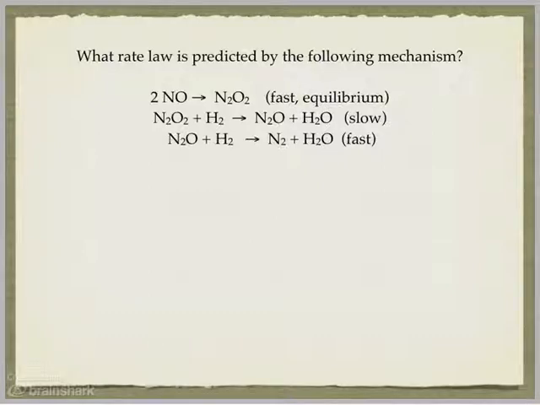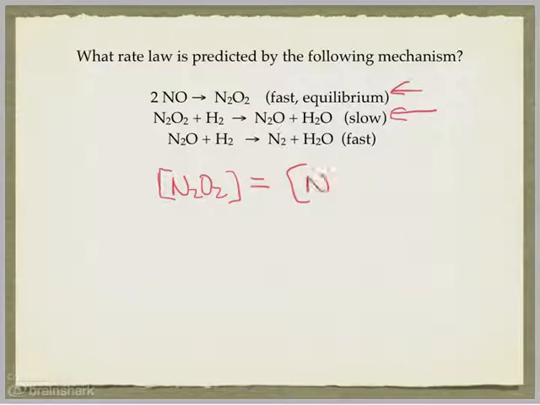So if you look at this mechanism, you'll notice that the very first step is a fast step and it's happening at equilibrium, and then your next step is a slow step. So again, you need to take both into account, but what you can do with the equilibrium step is actually set them equal to each other, set the products equal to the reactants. And if you do that, you'll have the concentration of N2O2 equal to the concentration of NO, which is squared. Basically what I just did was set both rate laws equal to each other. I just didn't show it all the way. So that would be for your equilibrium step.